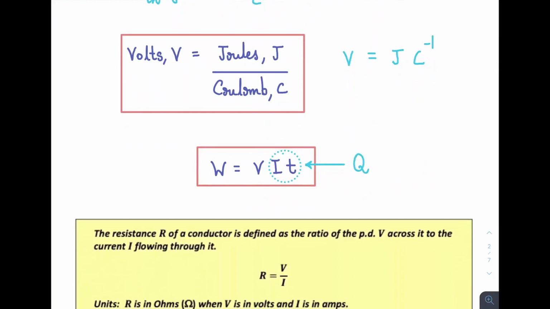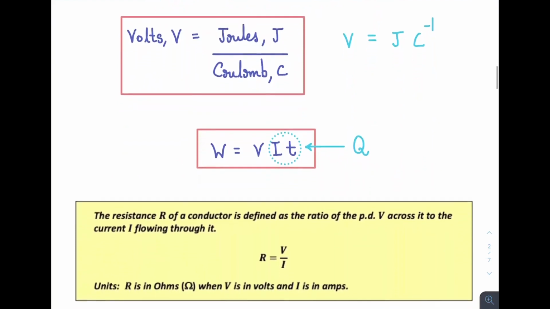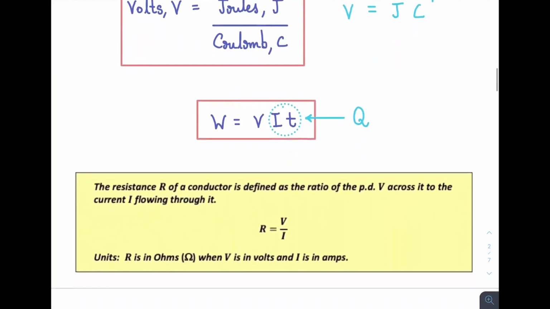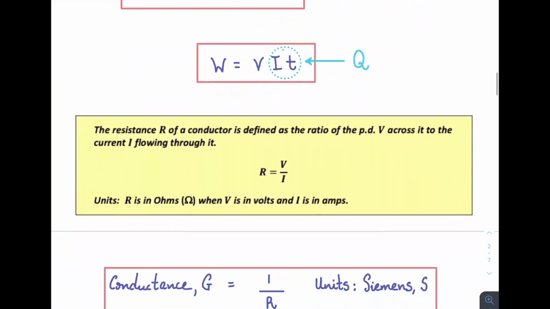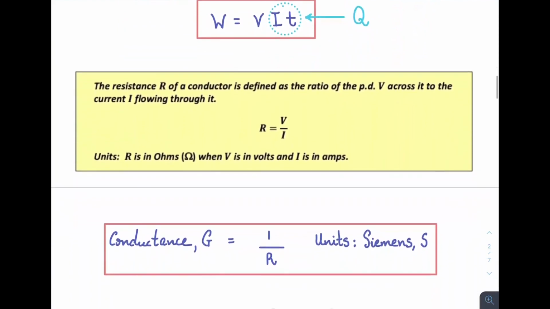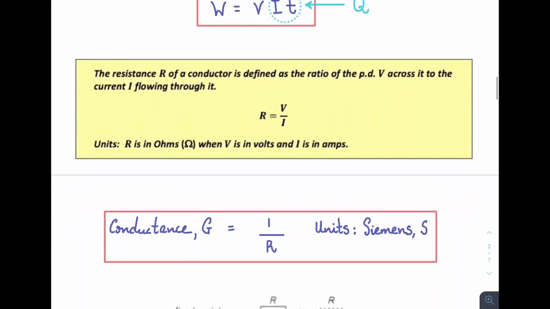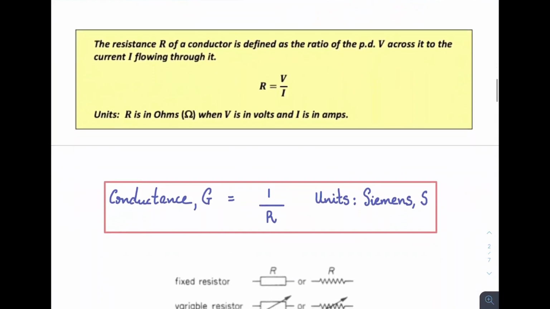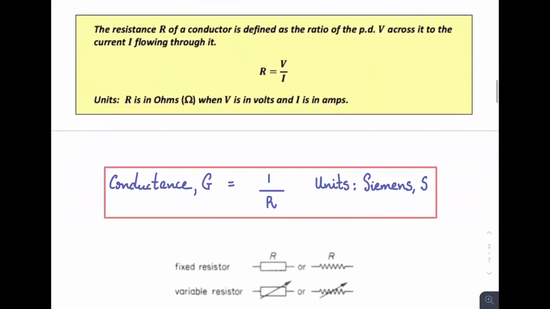Now, in the previous lecture, we mentioned that resistance is due to collisions occurring between the drifting free electrons and the vibrating positive ions. The resistance R of a conductor is defined as the ratio of the PD V across it to the current I flowing through it. So in other words, we say that R is equal to V on I. R is in ohms when V is in volts and I, the current, is in amps.